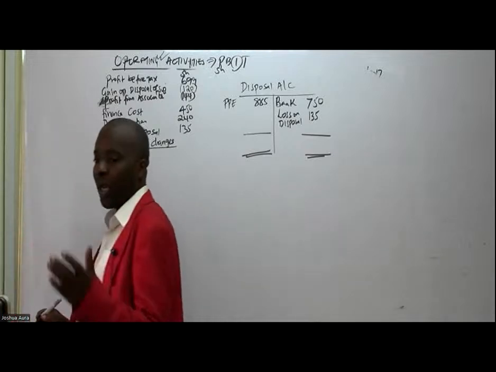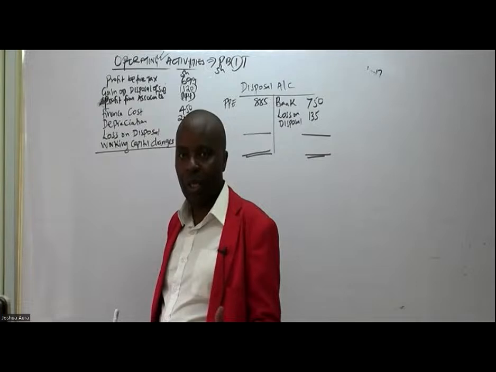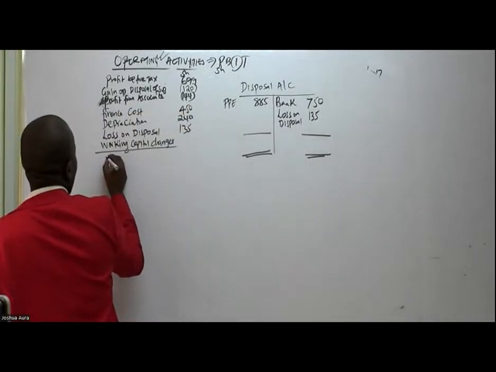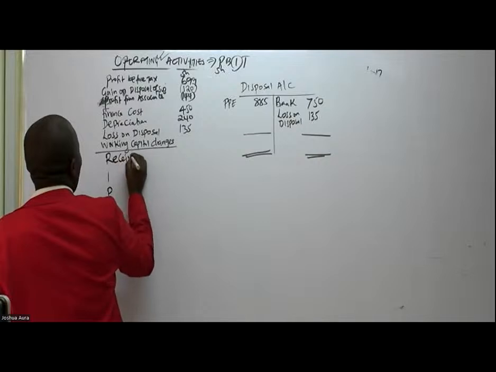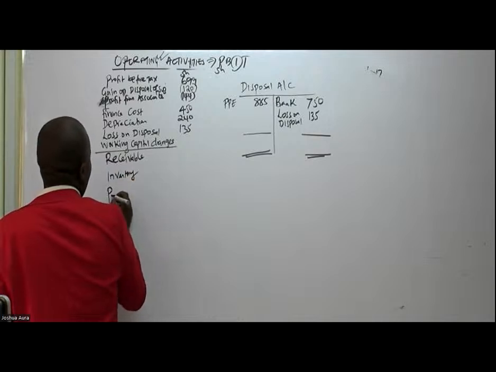So when we talk of working capital, we're looking at current assets, current liabilities. Specifically, we are looking at the inventory. That we have receivables, we have inventory, and then we have, in this case here, payables. Those three things.